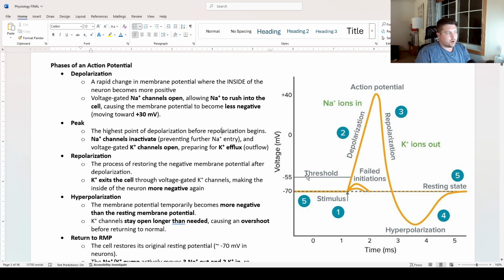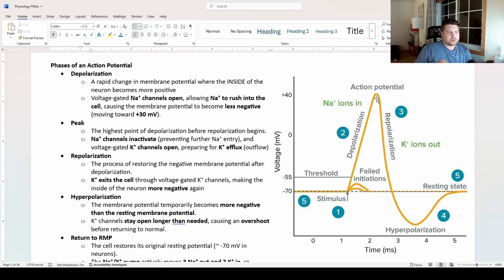Just like the voltage gated sodium channels had a voltage that caused them to open, they also have another set voltage that's going to cause them to close. So when it gets high enough, the sodium channels are going to inactivate and close, and voltage-gated potassium channels are going to open. Remember, we talked about potassium being in much higher concentration inside of the cell. So when potassium channels open, potassium is going to flood out of the cell.